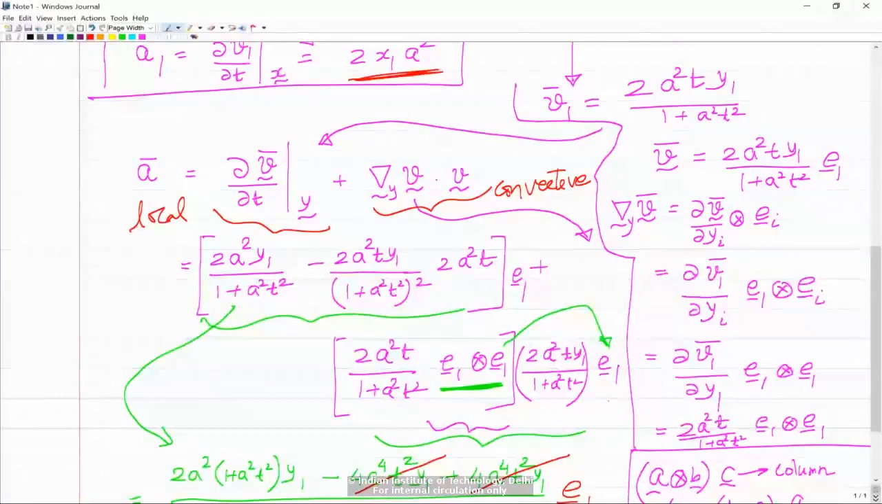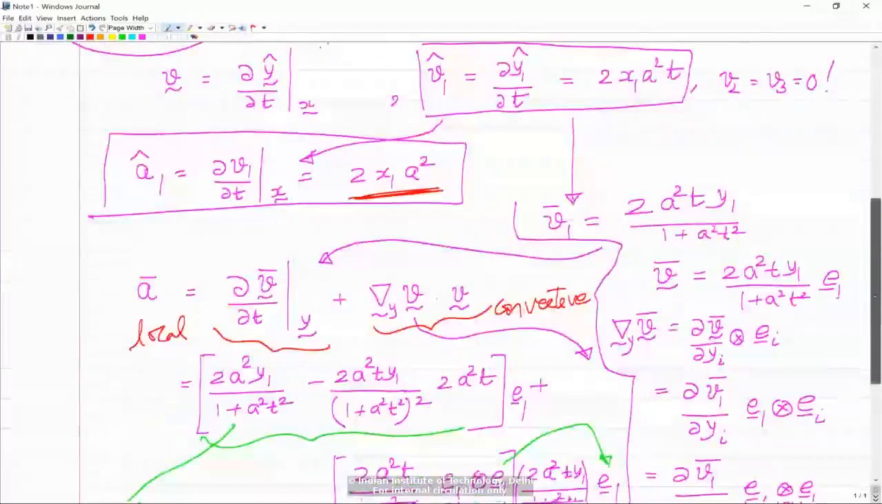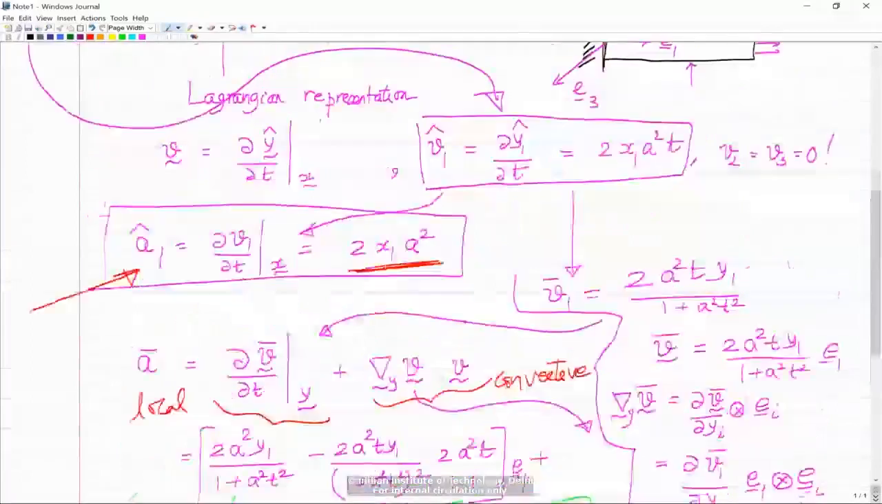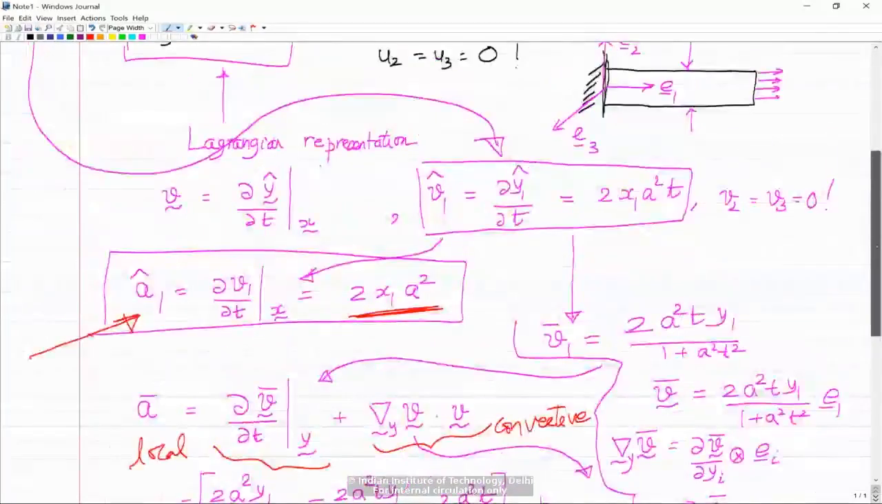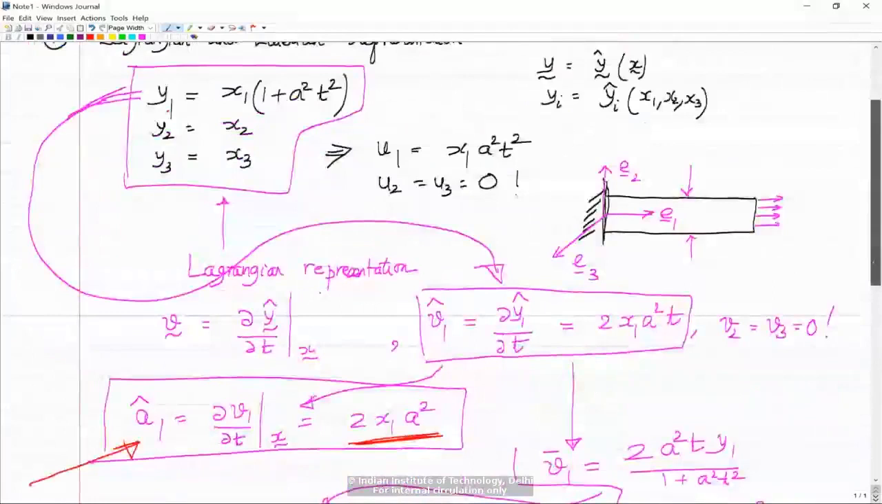Yes, you're right. Deep Sikha is asking, can we just substitute x1 in Lagrangian acceleration, then we get Eulerian directly? You're right. We already had this a1 hat equal to 2 times x1 a square. So this is Lagrangian. You can directly substitute x1 in terms of y1 and you get the Eulerian representation. Here it is possible because you have an analytical formula for y1 in terms of x1. Often you don't have such an analytical formula. Then it is not directly possible, but for this particular example it is possible, and you will see that you get the same thing.